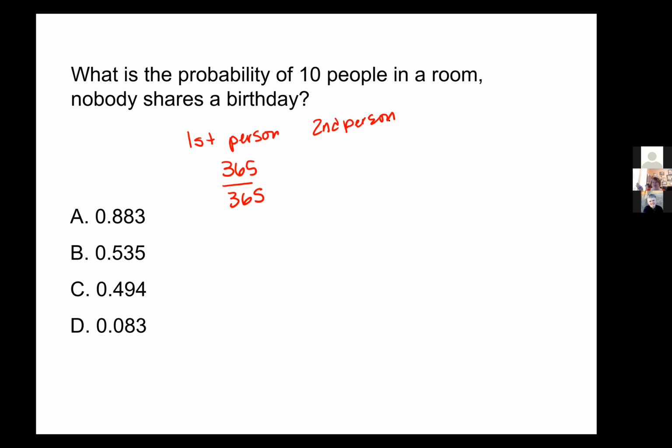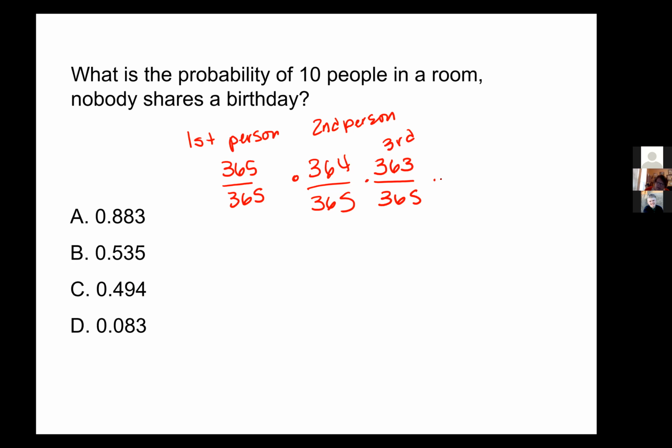So for the second person, how many days are left in the year? Well, there are 365 days in the year, but there are only 364 different than the first person's birthday. So the probability that the second person has a different birthday than the first is 364 out of 365. The third person would be 363 days out of 365 that are different.